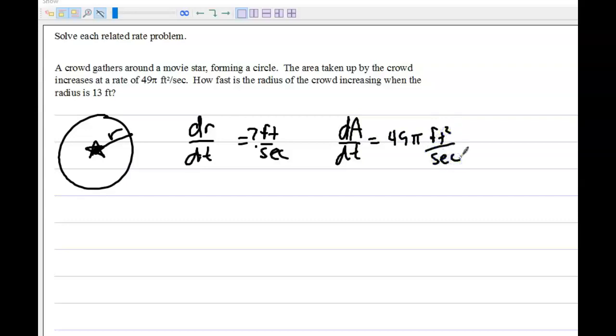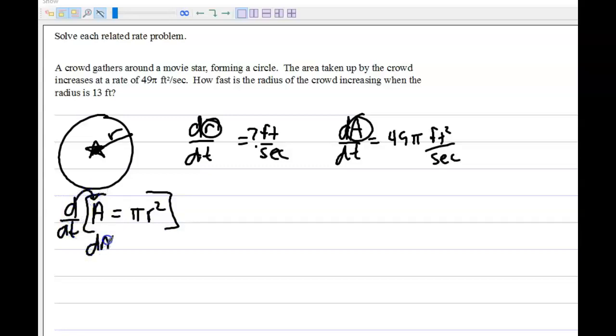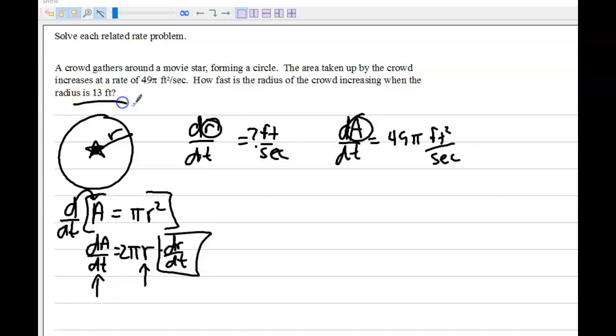So we need to find a formula that connects radius to area, and that would be area equals pi r squared. We would take the derivative of this, get dA/dt. Pi stays there, 2 to the front, take 1 off the power, dr/dt. Now what we're looking for is dr/dt, so that means we need to know what r is and we need to know what dA/dt is. R is going to be 13 feet and dA/dt is going to be 49 pi.